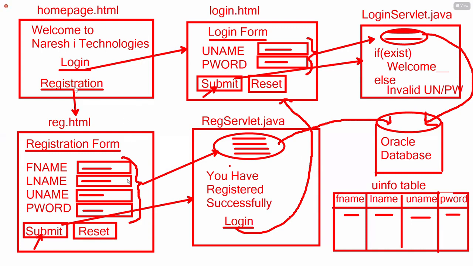I'll explain once again. Just observe. First, we'll send the request to homepage.html. Then, welcome to Naresh AI Technologies appears. Two hyperlinks appear, login and registration. This is totally HTML. We are not writing Java code. Very first time, you will click on the registration hyperlink. Then the registration.html program opens. Here, in the registration form, only 4 fields are given.